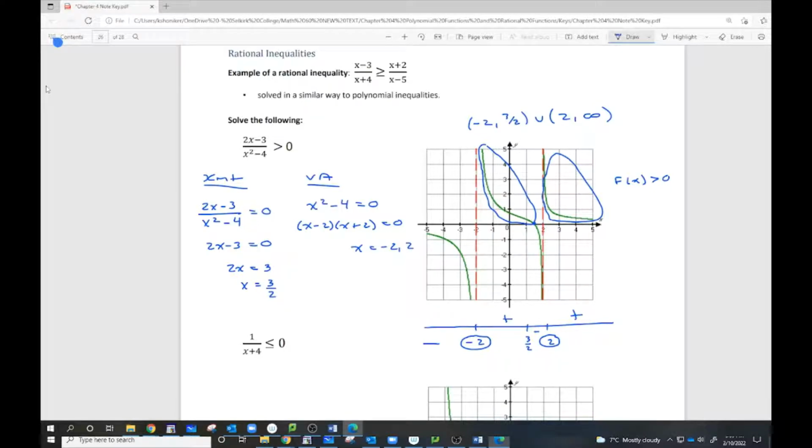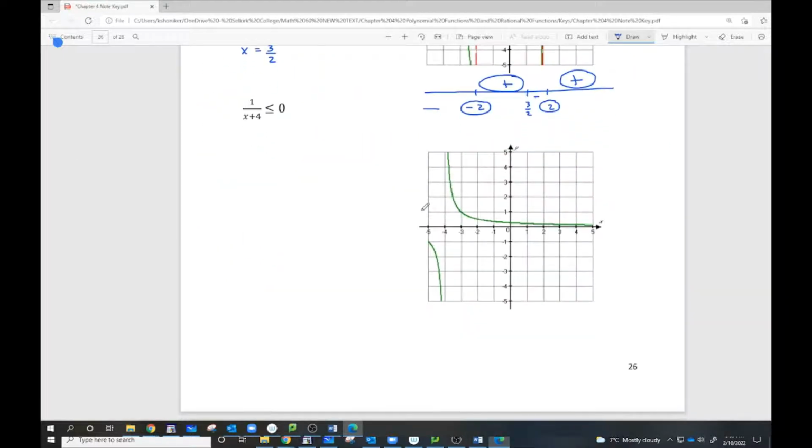When we look at this, we can now see that it's the interval between -2 and 3/2 that's above the x-axis, so the y values are greater than 0, the y values are positive, and again from 2 to infinity. Now I want you to pause the video and try this one. Again, just from the graph, and then see if you can reinforce it. Can you look at this equation and say, oh yeah, that's because my x-intercepts are this and my vertical asymptotes are this?